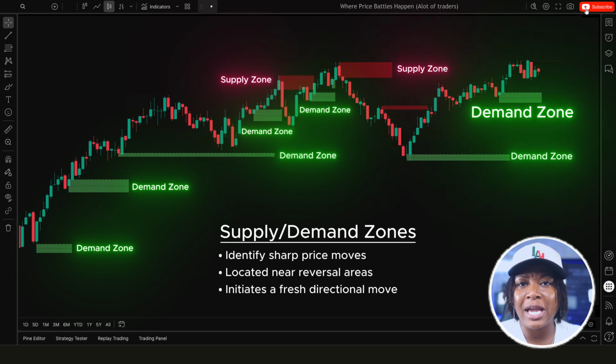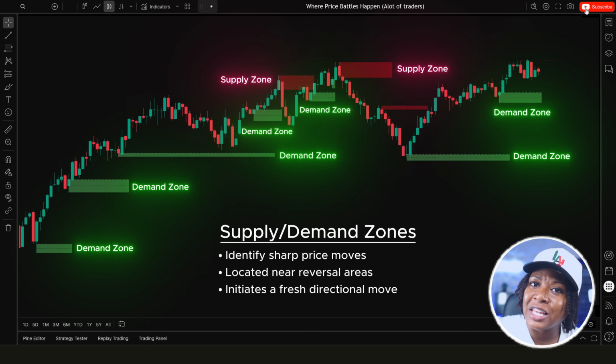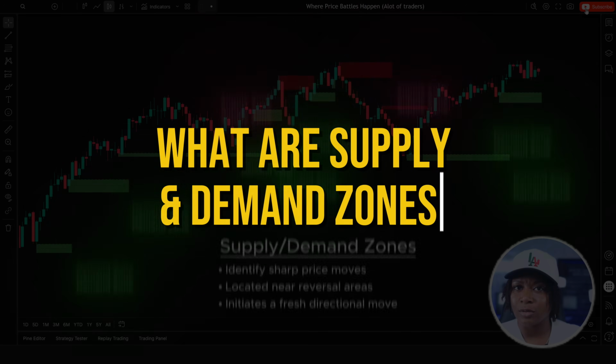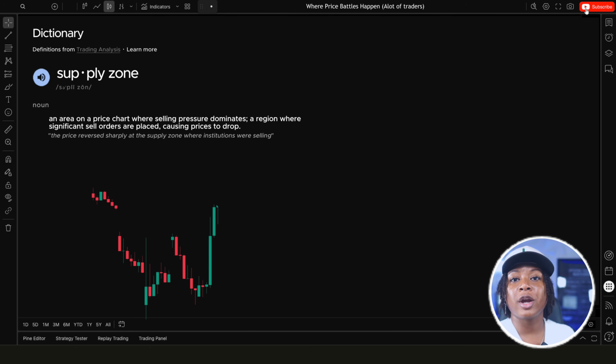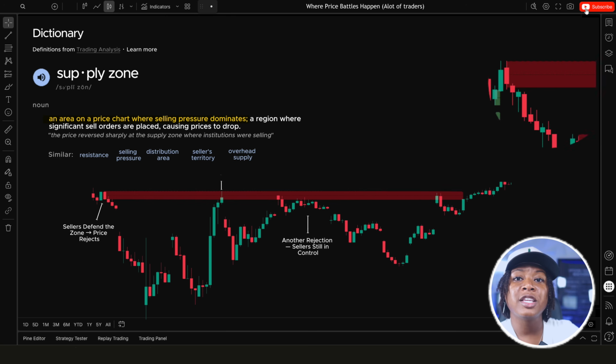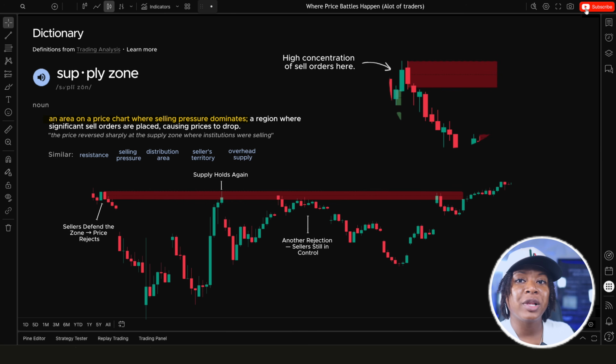When you're looking at supply and demand zones, that's where you stop feeling like you're guessing and start seeing how the big players operate. What are supply and demand zones? So the supply zone, this is where sellers are dominant. These are price zones where big players, meaning institutions, hedge funds, whoever, have historically placed huge sell orders in these zones. And so that makes the price drop.